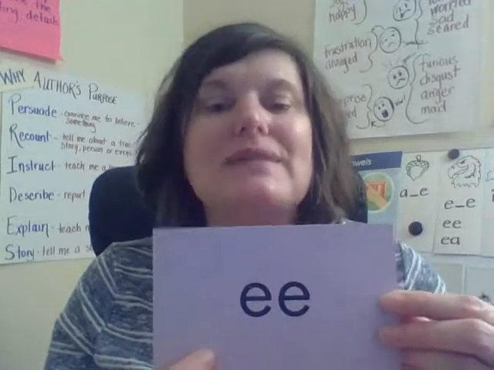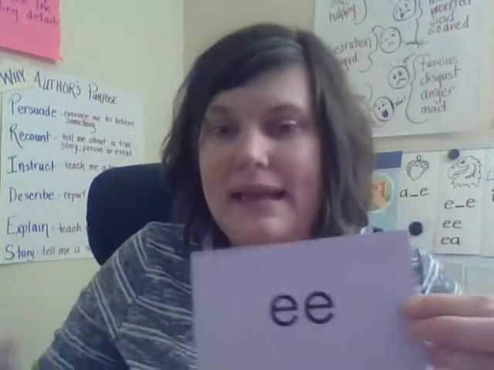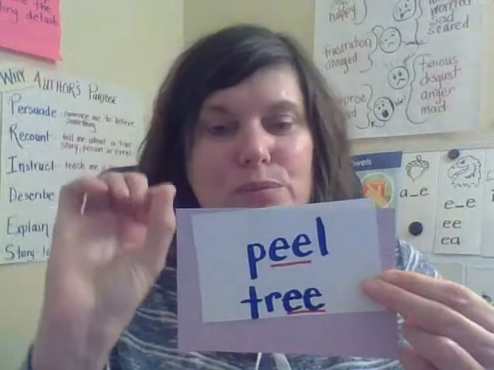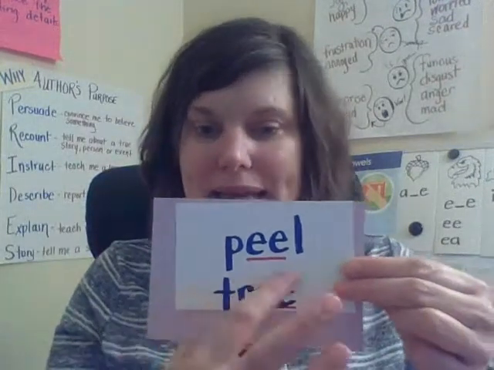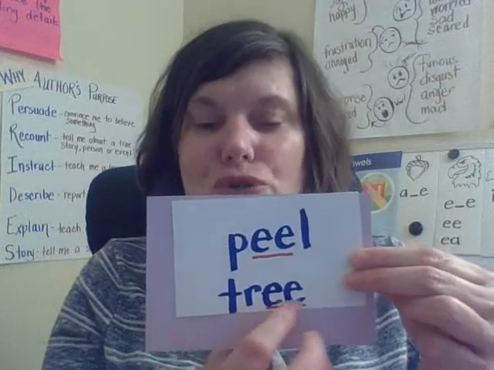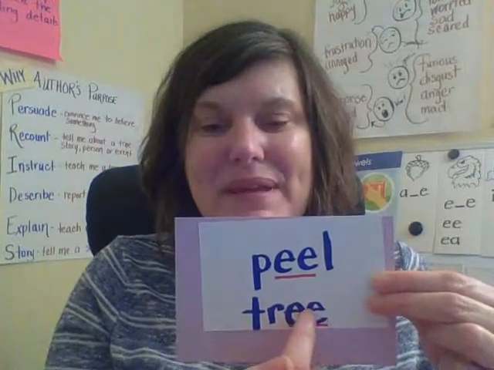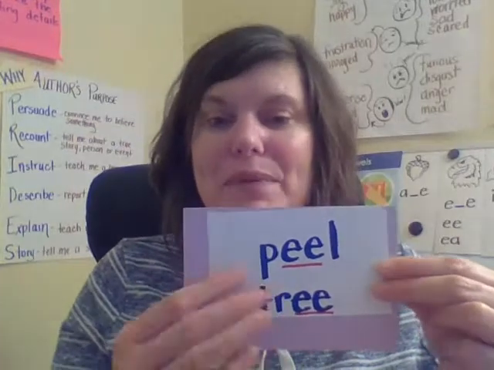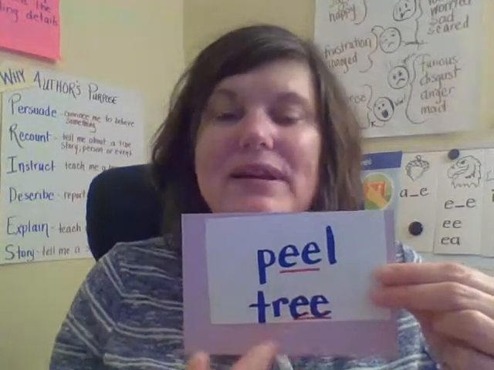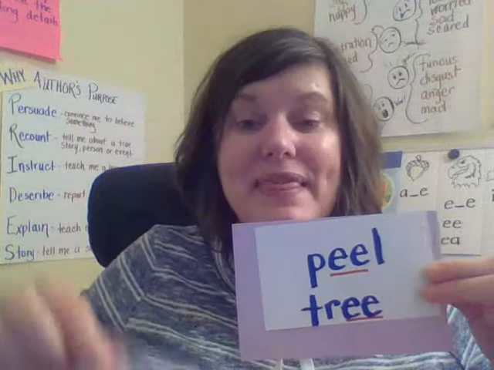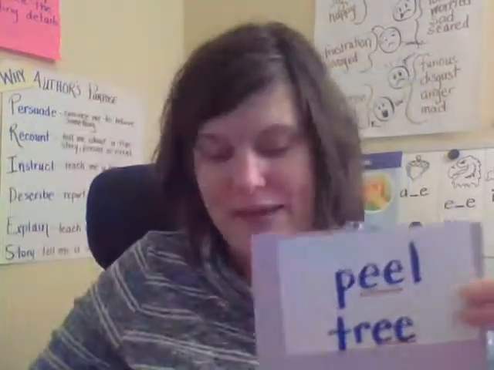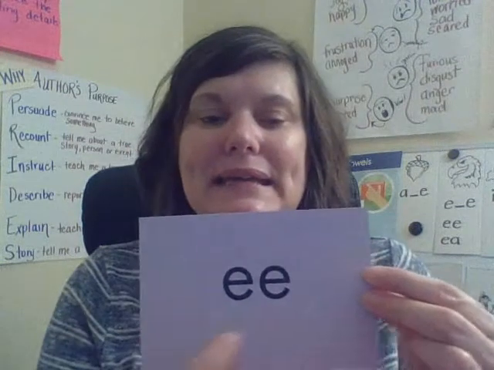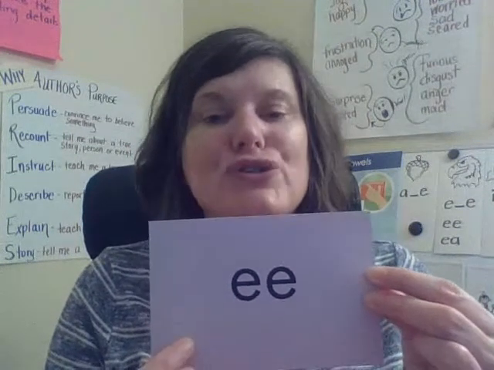Your turn. Good. Like in the words peel, like I need to peel my banana before I eat it, or in the word tree. So it could be at the end or in the middle of a spelling. But when you see E, E together, it says E, and that is a long vowel sound. Okay, so again, my turn. E, E together, E, your turn.